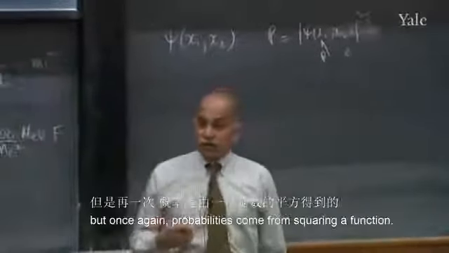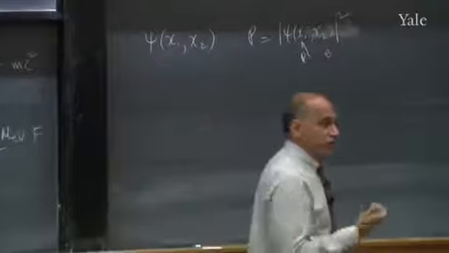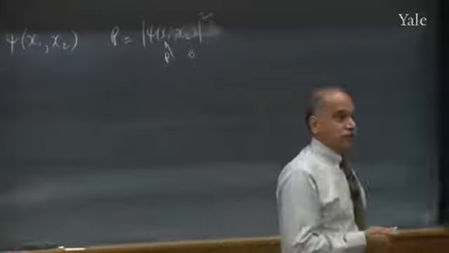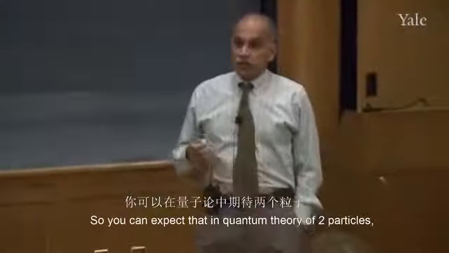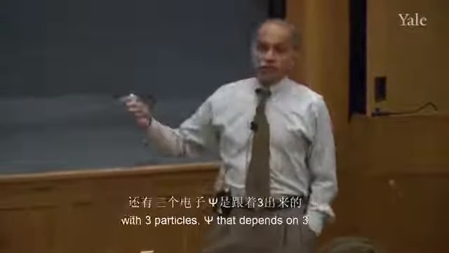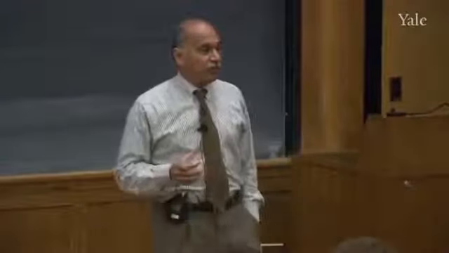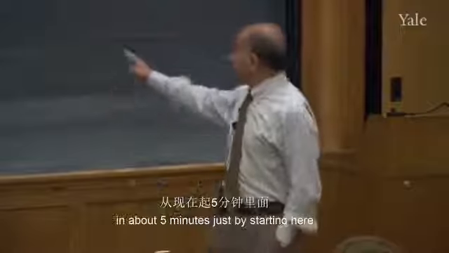But once again, probabilities come from squaring a function. And this has to be a function of two variables because each guy has his own position. So you can expect that in quantum theory of two particles, you'll get a psi that depends on two coordinates. For three particles, psi that depends on three. But let me just stop with two, because you can learn some very profound things in about 5 minutes just by starting here.